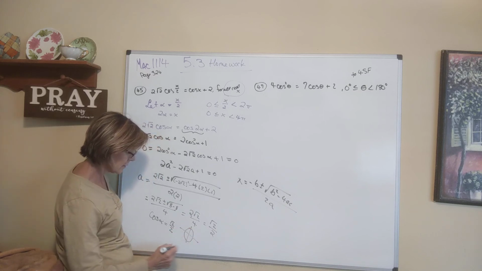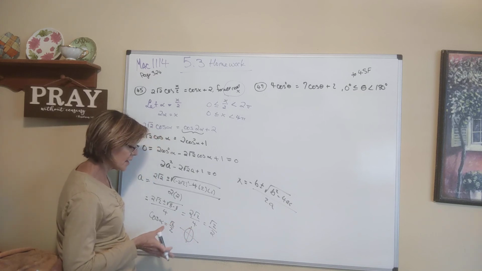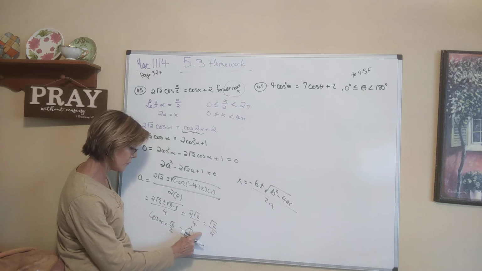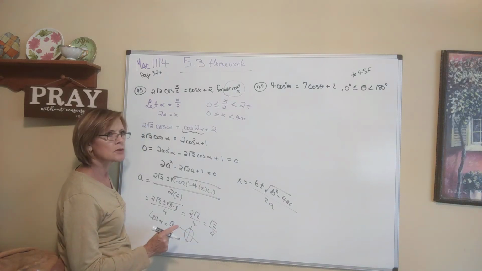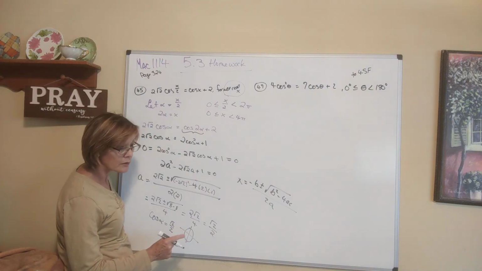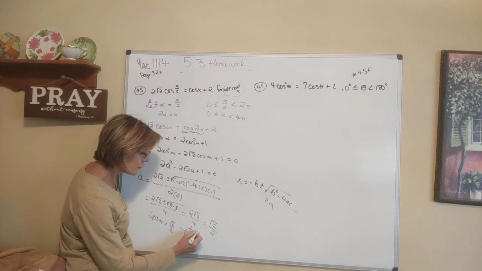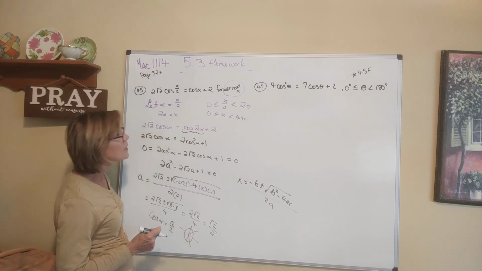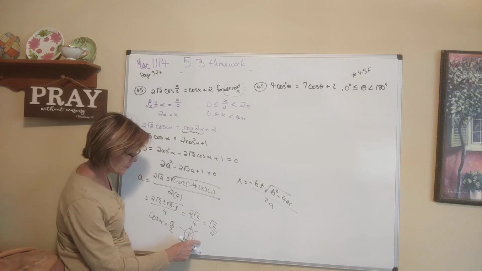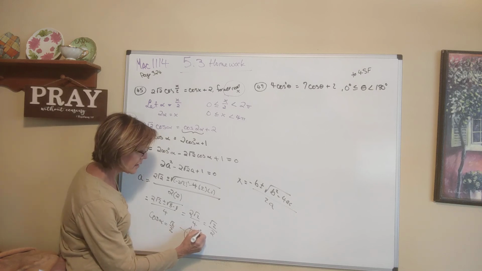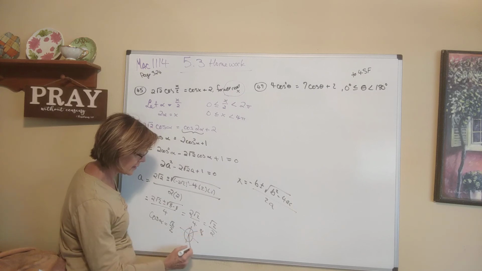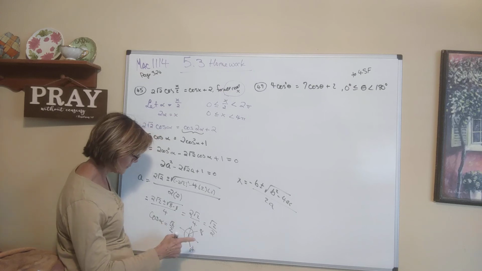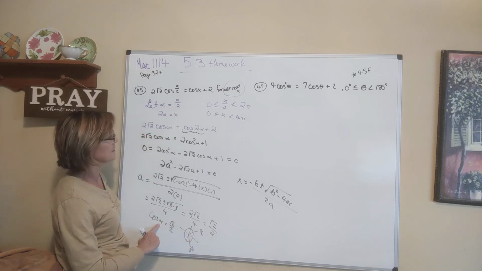Here's my unit circle. The cosine is positive over here in quadrants 1 and 4. The cosine is equal to square root of 2 over 2, or 1 over the square root of 2, right here at the 45 and right here at the 45. So, this would be at pi over 4, and this would be at 7 pi over 4. Okay, now, that's what alpha is equal to.